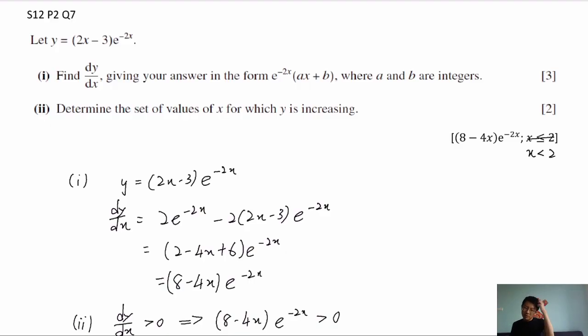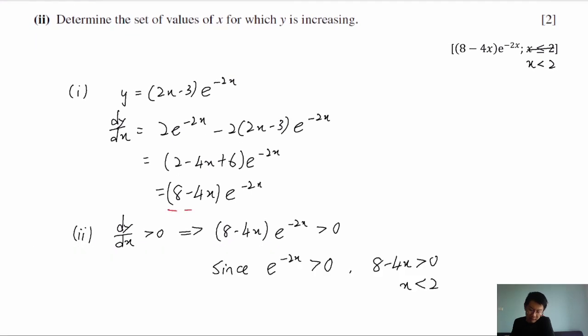Next one. For the next one, we are to find dy/dx, given this expression: y equals 2x minus 3 times e to the power of negative 2x. For this one, it is not difficult as long as we use the product rule. Using the product rule, we end up with this expression, where we have 8 minus 4x times e to the power of negative 2x.